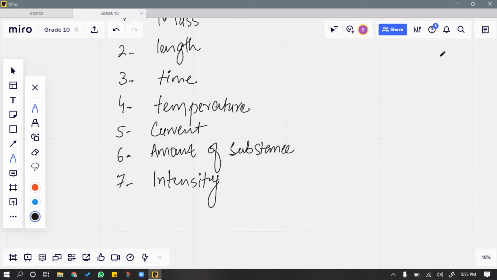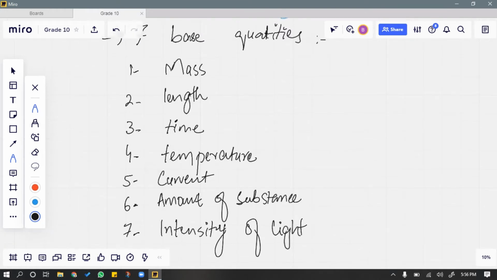Why? Because the sun rises on a daily basis. So its intensity goes from dim to the highest point, and then from the highest point to the lowest point again throughout the day. Why? Because of the movement of the sun, and because of the movement of the earth as well. So intensity of light has to do with us in daily routine, but we don't notice it. These are the seven quantities which I mentioned in front of you. These are known as base quantities.